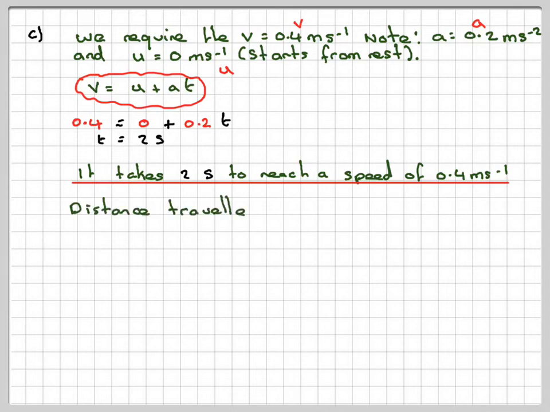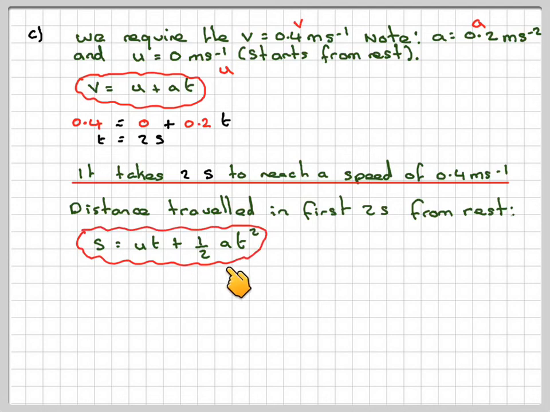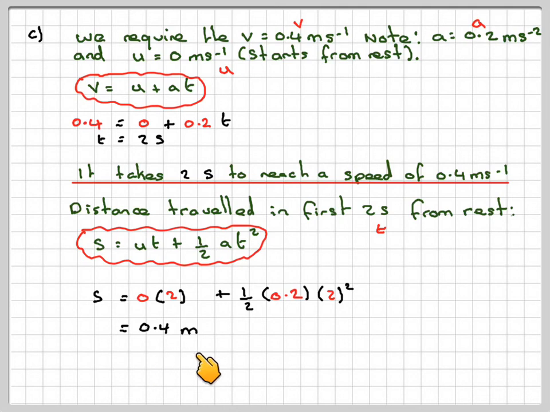The distance travelled in the first 2 seconds from rest we can get by doing s equals ut plus a half at squared. Remember the acceleration is constant, and we've got all the other variables up here. So s equals the initial velocity, which is 0, times the time, which is 2, so 0, plus a half times the acceleration, which is 0.2, times 2 squared. That gives s equal to 0.4 meters. So the distance travelled is 0.4 meters.